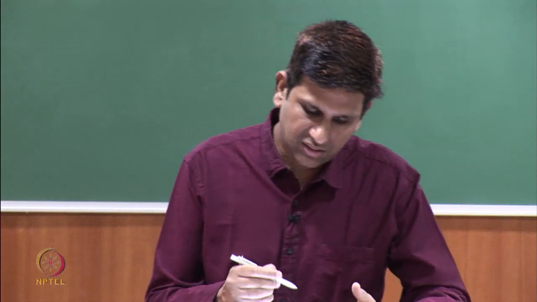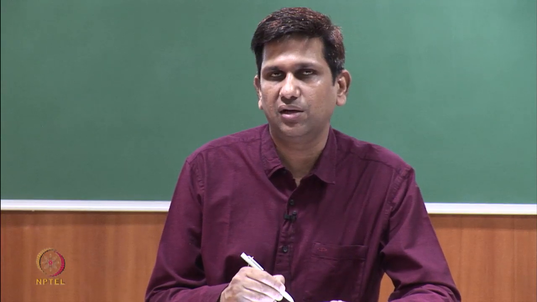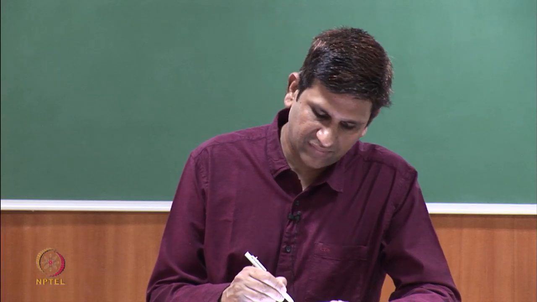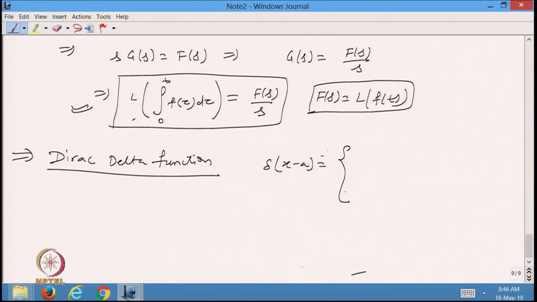Now, in the last class we also discussed the unit step function, and the Laplace transformation of the unit step function. So, in this I will go a little bit further, and you already know that in the previous classes I have discussed the Dirac delta function. The Dirac delta function, we already know, is equal to 0 when x is not equal to a and infinity when x is equal to a.